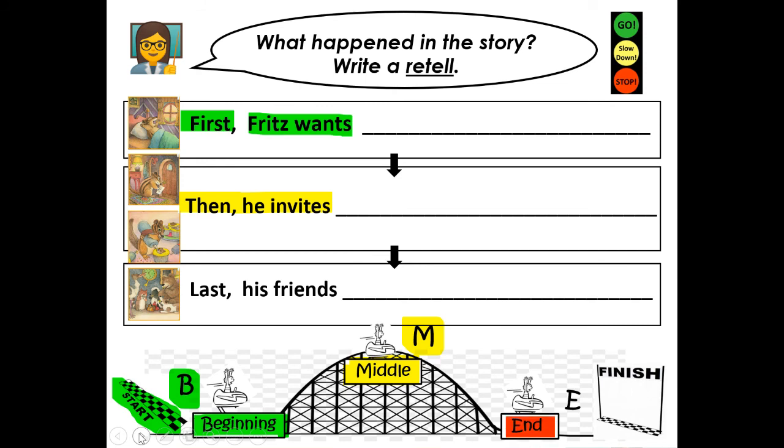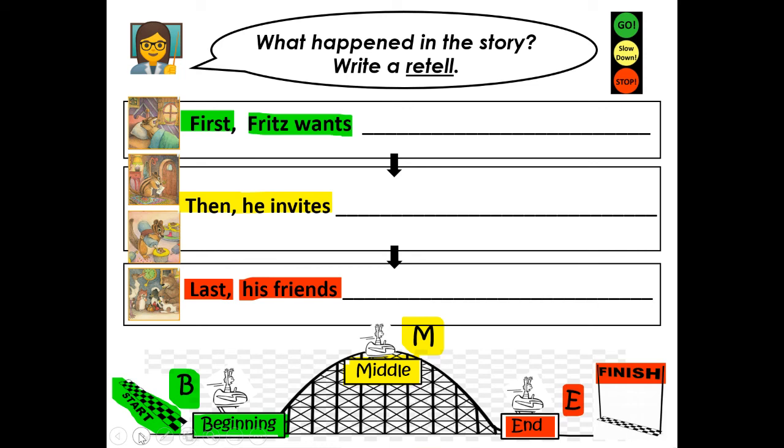Okay, now we're going to talk about what happens at the end of the story or the finish. So you're going to say last. So make sure you write a capital L for last. Last, what's happening in the picture? Last, his friends. What do his friends do? Last, his friends.